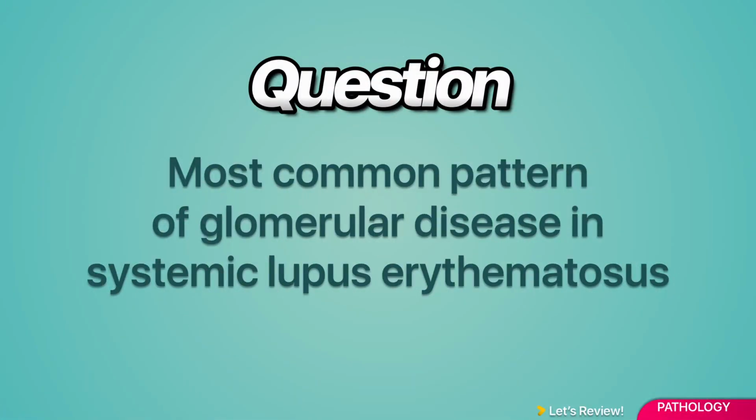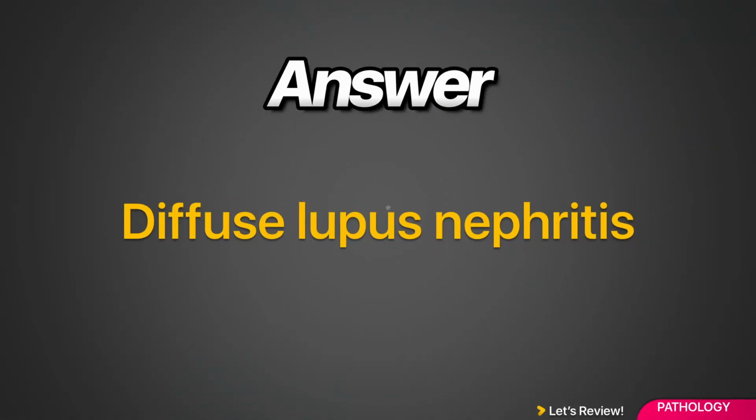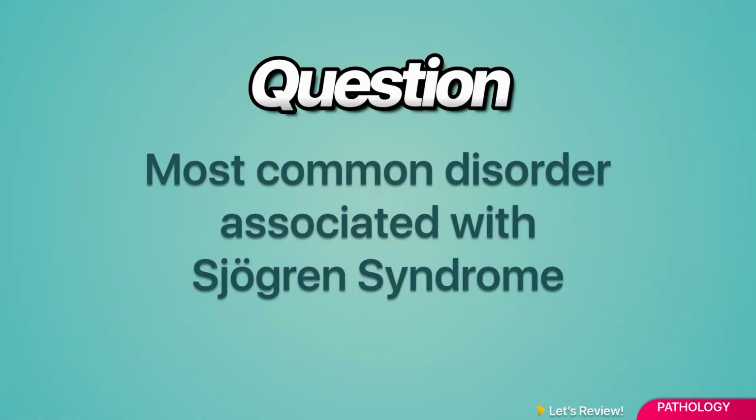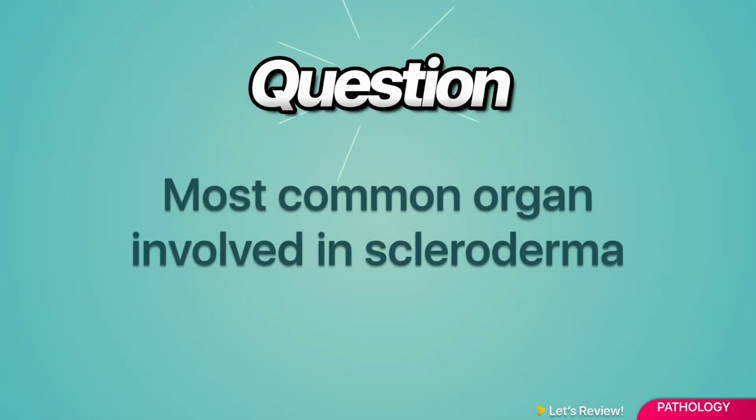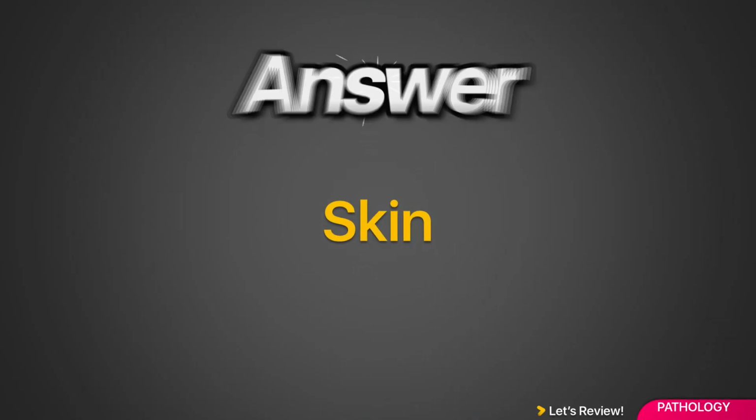Most common pattern of glomerular disease in systemic lupus erythematosus. Diffuse lupus nephritis. Most common disorder associated with Sjogren syndrome. Rheumatoid arthritis. Most common organ involved in scleroderma. Skin.